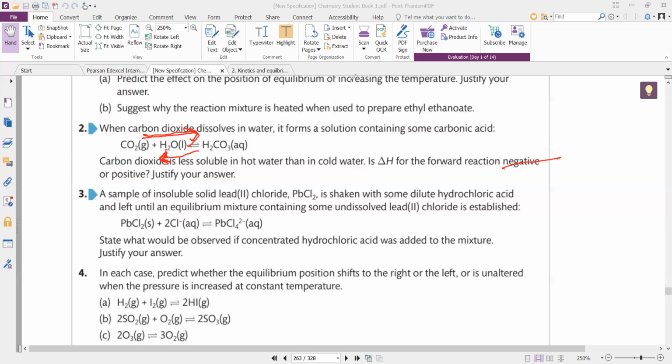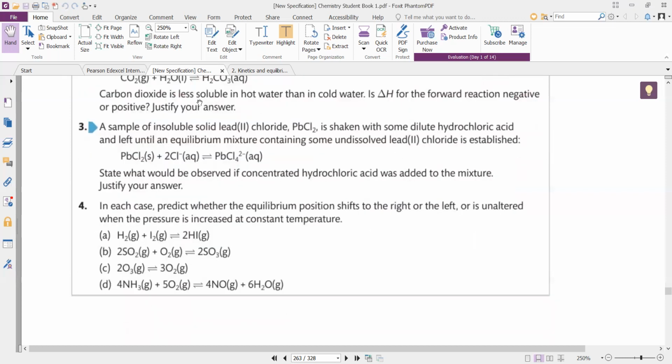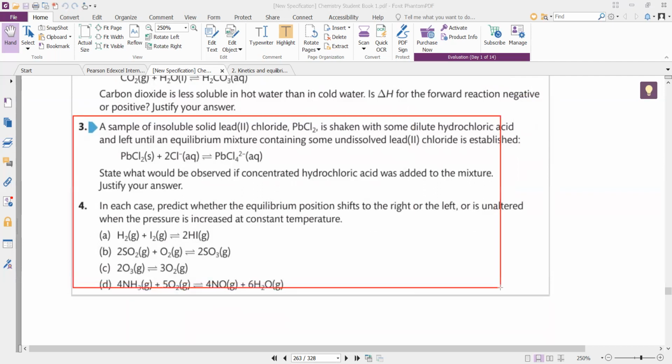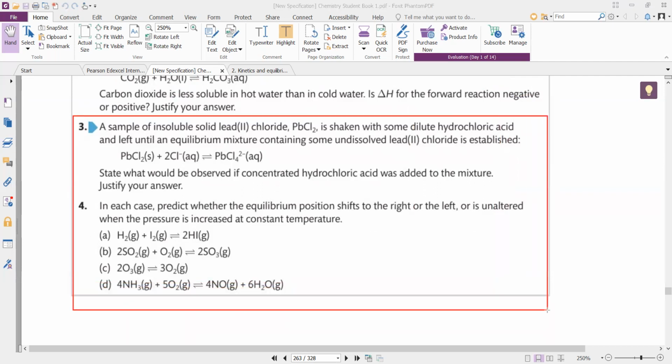Okay, now question number 3 and 4. A sample of insoluble solid lead chloride is shaken in some dilute acid and left until an equilibrium mixture containing some undissolved lead chloride is established. State what would be observed if concentrated HCl was added to the mixture. Justify your answer.